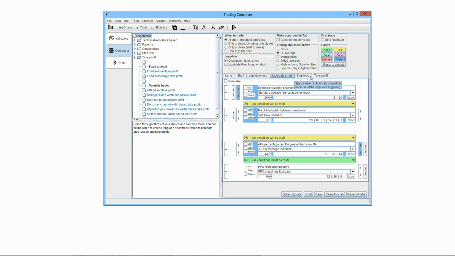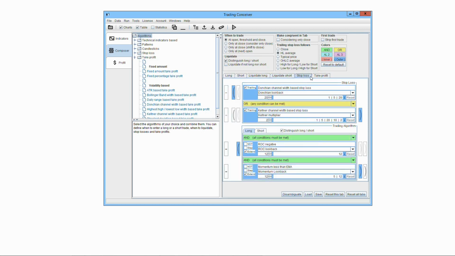Liquidated short: when true, it gives a liquidated short signal, that is, it says the current short position should be liquidated. Stop loss: when true, it gives a liquidated signal, that is, it says the current position, long or short, should be liquidated because the stop loss has been triggered. Take profit: when true, it gives a liquidated signal, that is, it says the current position, long or short, should be liquidated because the take profit has been triggered.